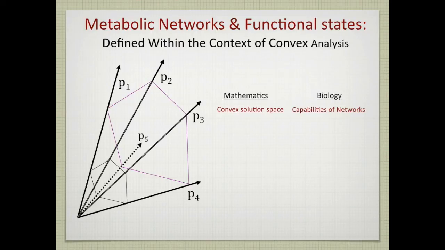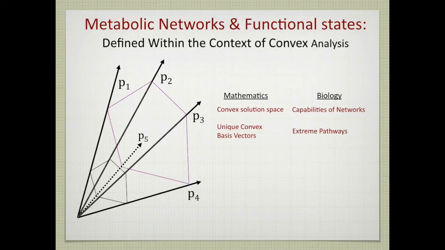But on the biological side, the contents of that space represent the capabilities of that network, because any point inside that network represents a candidate stable homeostatic state. You can't be outside it, you can be within it. I think in evolutionary biology, this is actually called the reaction norm of an organism, which was kind of interesting.